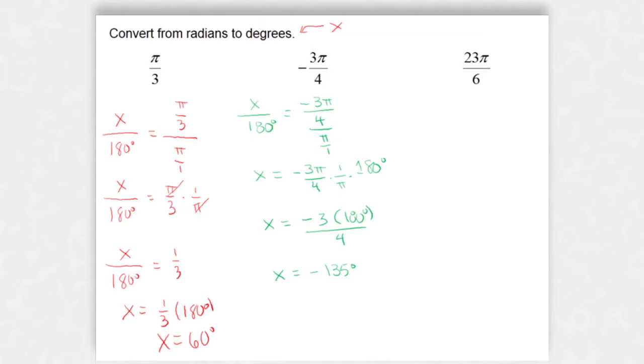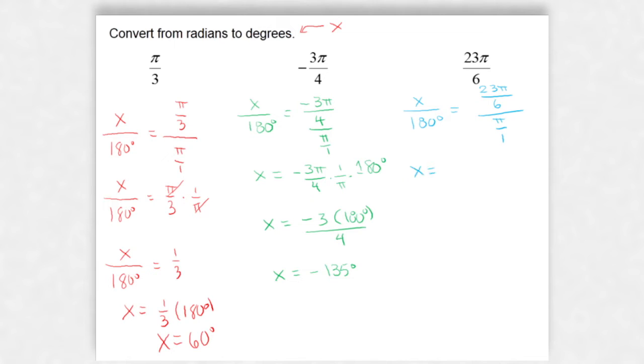We're going to take our setup, which would be x over 180 degrees. And what measure were we given? We're given 23 pi over 6, and we'll divide it by pi, which I'll write as pi over 1.